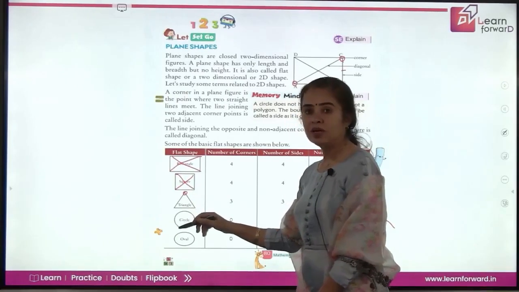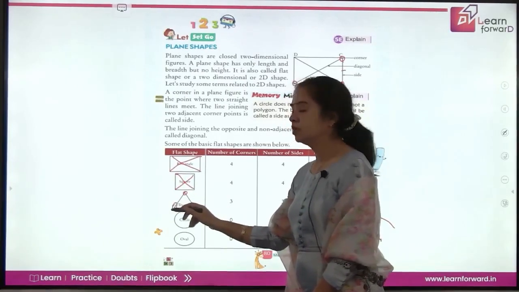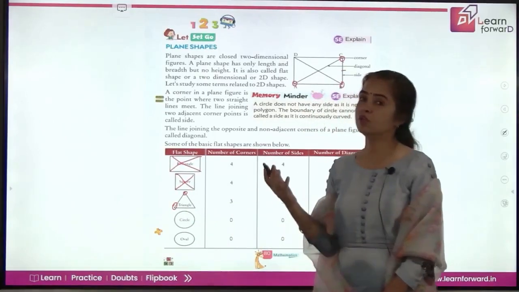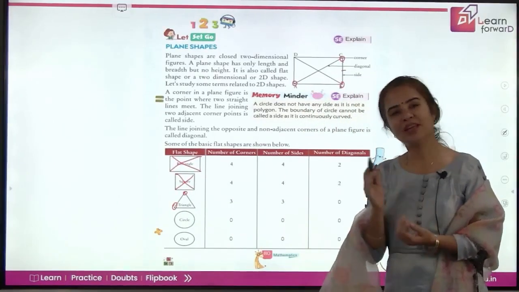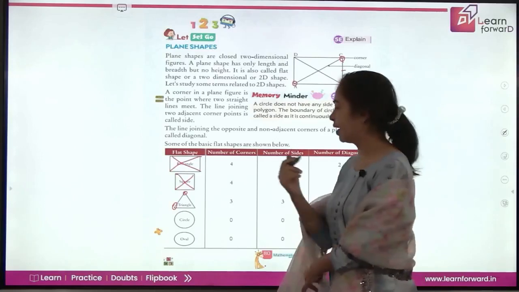This is one corner, this is another. So they are side by side. If you will join them, what will you get? You will get a side. So this is not a diagonal.